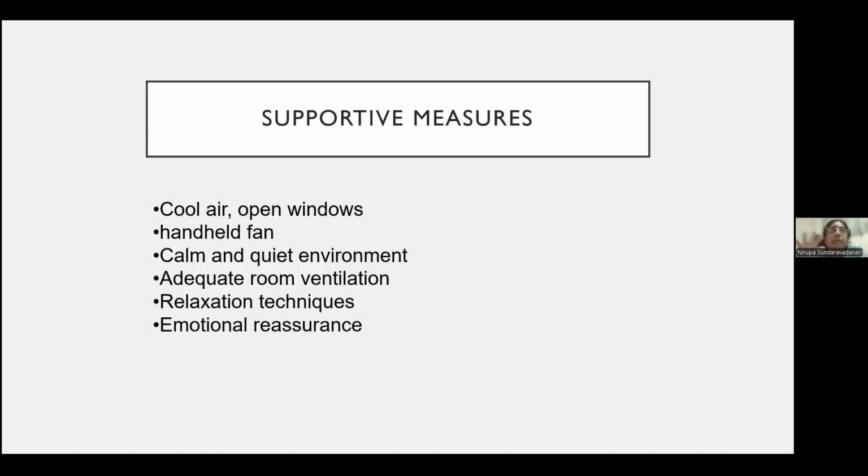Calm and quiet environment, trying to calm it down, talk to the patient, reassure them, make sure there's adequate ventilation inside the room. There are some relaxation techniques which you can try. We'll come to the relaxation techniques. And like I said, emotionally reassure the patient.